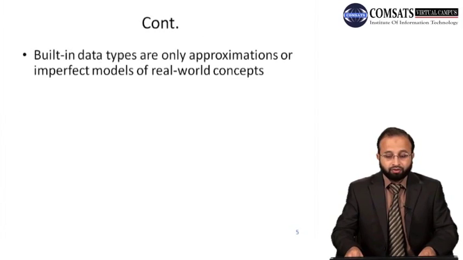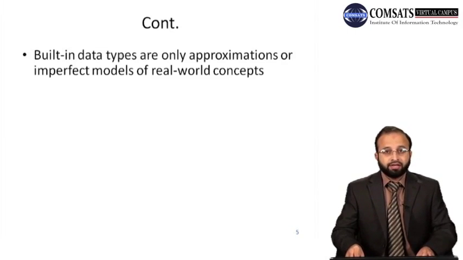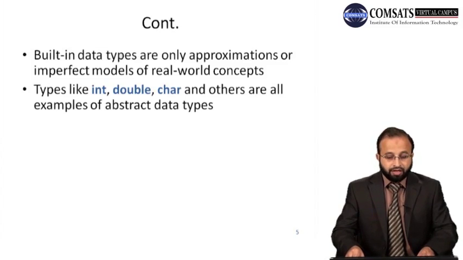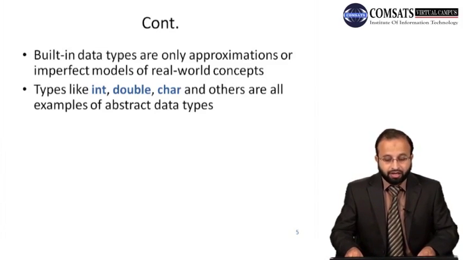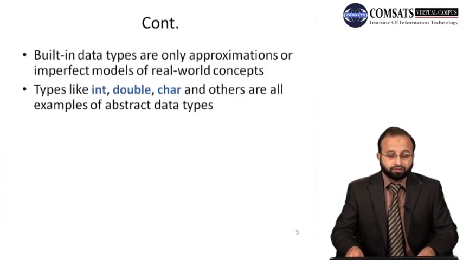So the built-in types are only an approximation or imperfect model of a real-world concept. We can say that int in the C++ language is just an approximation of the integer in mathematics, right? So the types like int, double, character and others are all examples of abstract data types. These are data types, but they are at the abstract level. So int is an abstract data type, and it is just an approximation of the integer that is used in mathematics. So these basic types are called abstract data types.